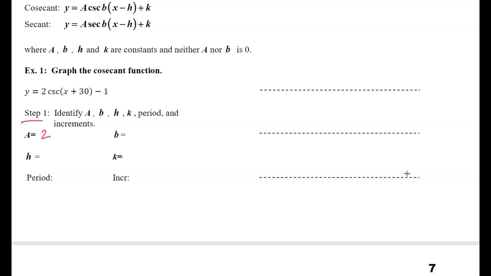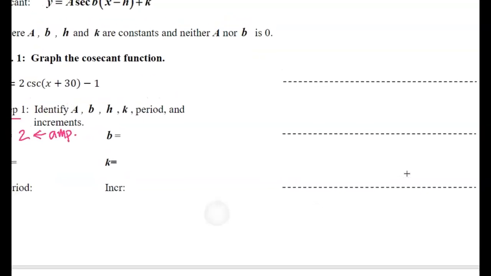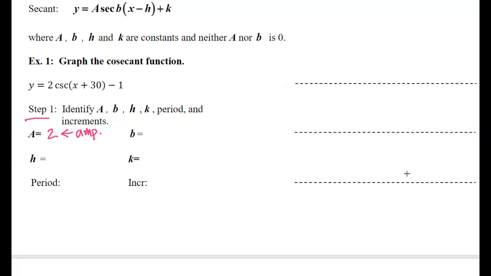Then our A value is 2, which also means our amplitude. The A value is also our amplitude. Our amplitude is also 2. What is our B value? Yeah, there is no number right in front of the X, so there's always an invisible 1.